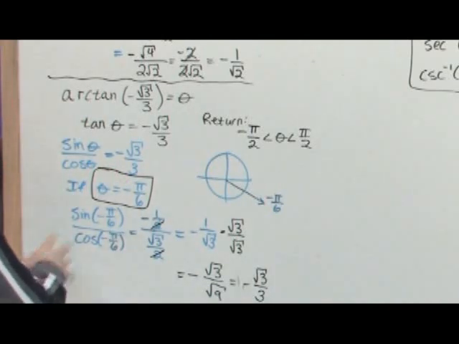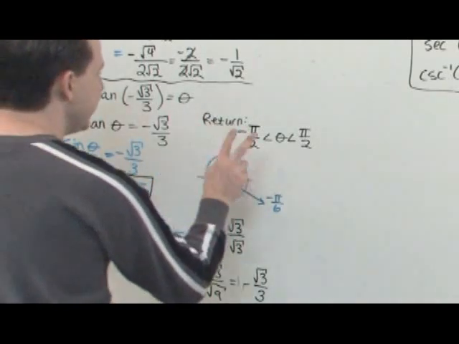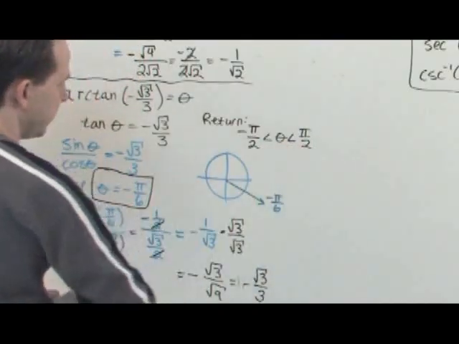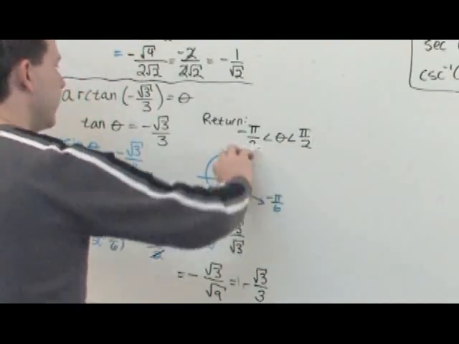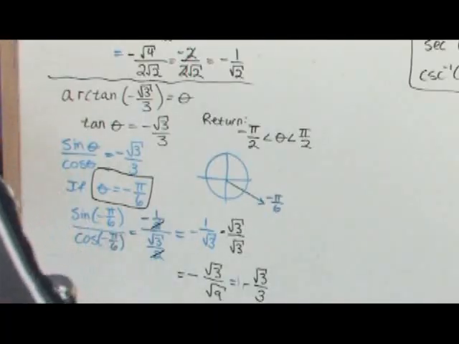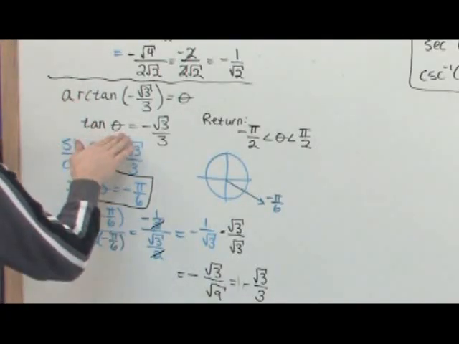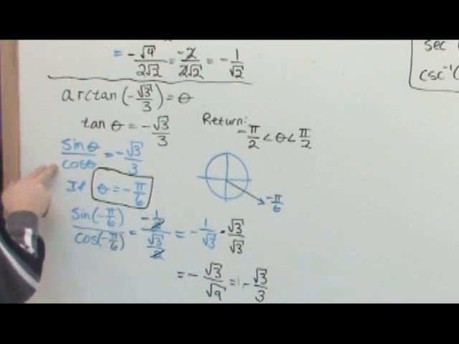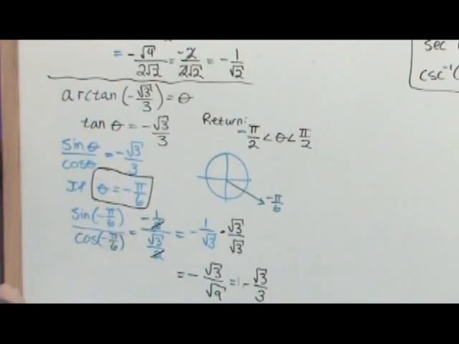And you just want to make sure, just for a sanity check, negative pi over 6 is between negative pi over 2 and positive pi over 2. This is negative pi over 2. This is positive pi over 2, so it is in that range. So all we did was we wrote it in terms of the function, using sine and cosine because that helps you walk around the circle and plug in values.